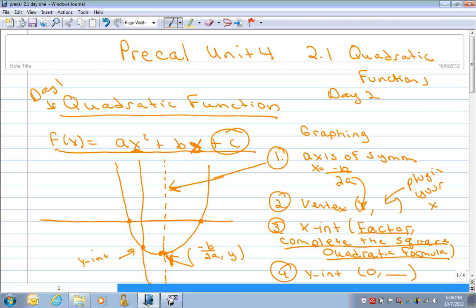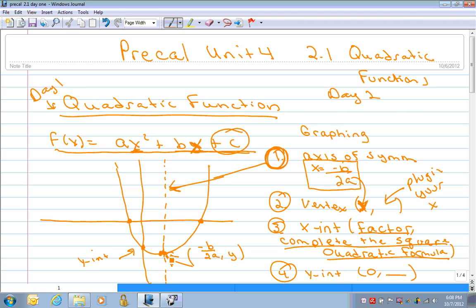All right. So for day 1, we really talked about quadratic functions. The general form would be ax squared plus bx plus c. To graph a quadratic function, you have to go through a series of steps. One of the first things that you would do would be find the axis of symmetry. The axis of symmetry formula is x equals negative b over 2a. That gives you the x value of your vertex as well.